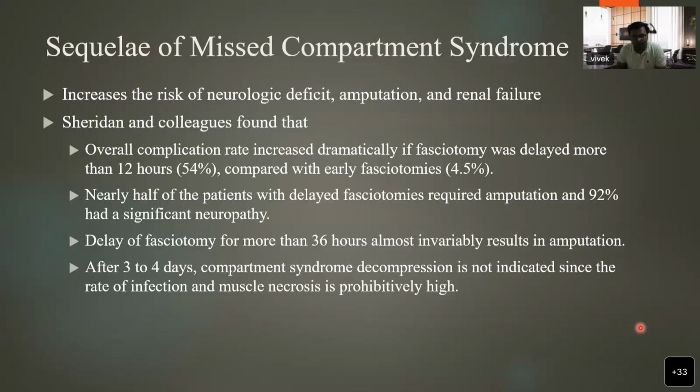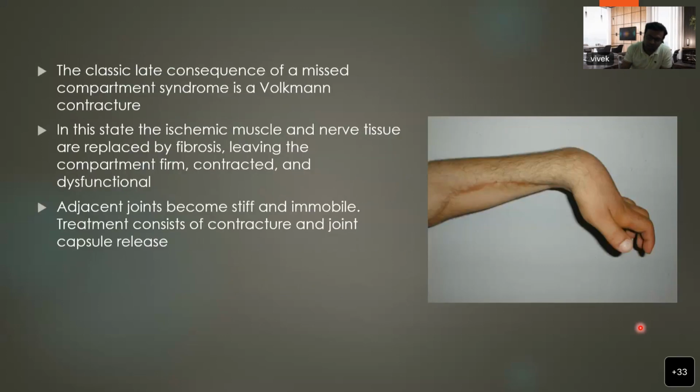After 3 to 4 days, compartment syndrome decompression is not indicated since the rate of infection and muscle necrosis is very high. Classically, what you find after a missed compartment syndrome is Volkmann contracture, wherein the ischemia of the muscle and nerve tissue is replaced by fibrosis, leading to the compartment getting firm and contracted and gradually dysfunctional. Adjacent joints become stiff and immobile, and treatment of this includes contracture and joint capsule release.